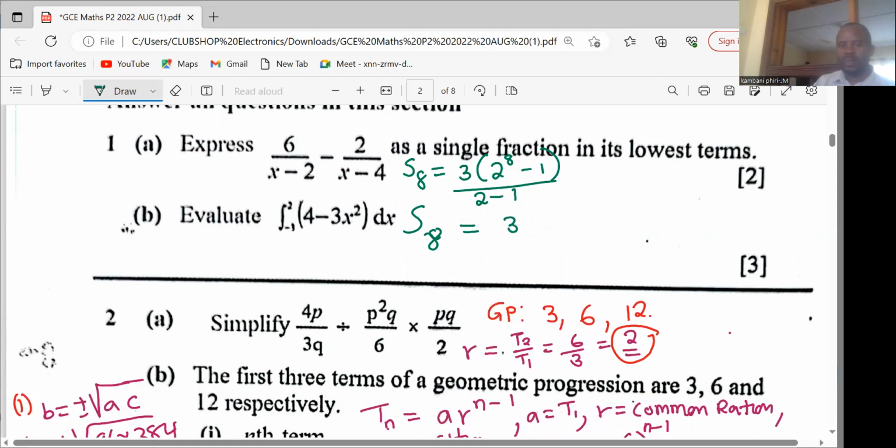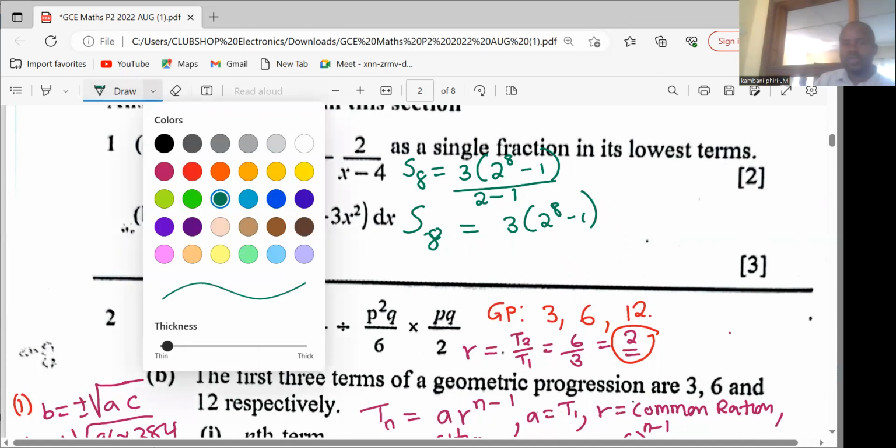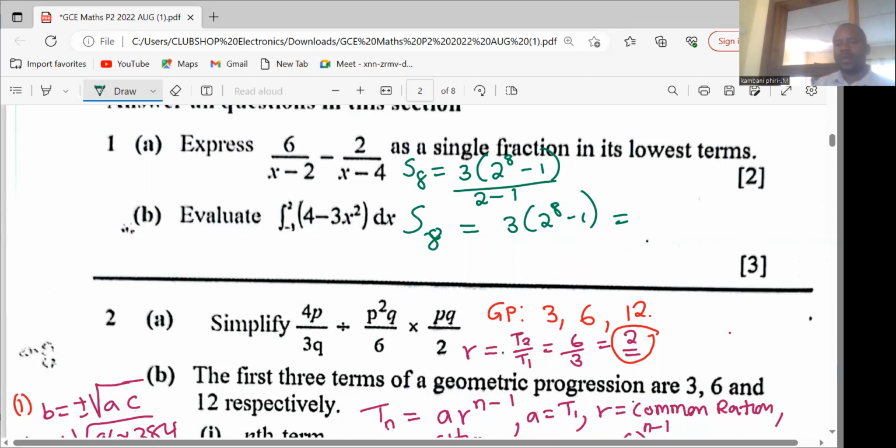So we have got 3 open brackets, 2 to the power 8 minus 1. Because when you divide by 1, it will be the same thing. So this is what we get. From here, you can easily use your calculator. You multiply 3, open the bracket, and 2 to the power 8 minus 1, you can even close it. So this is your answer. That is the sum.